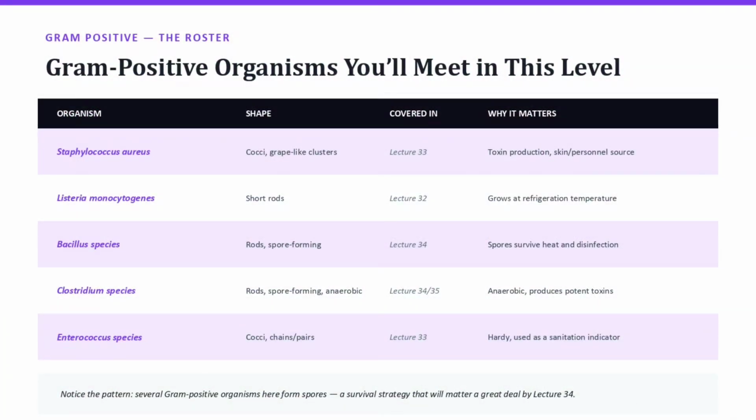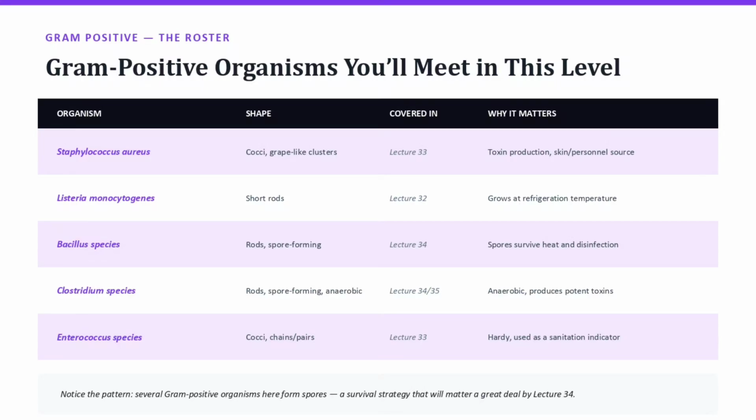Let's look at the gram-positive organisms you will actually meet later in this level. Staphylococcus aureus, cocci arranged in grape-like clusters, covered in Lecture 33. It matters because of toxin production and because it commonly traces back to skin or personnel as a source. Listeria monocytogenes, short rods, covered in Lecture 32.